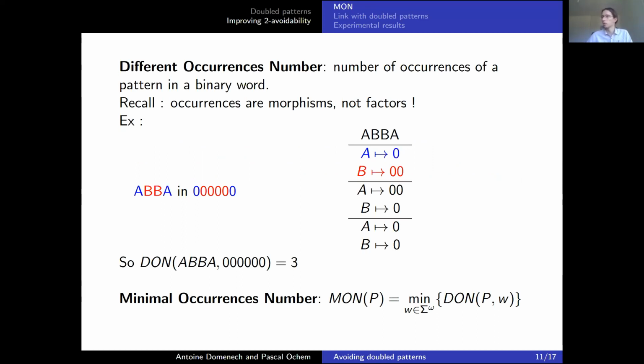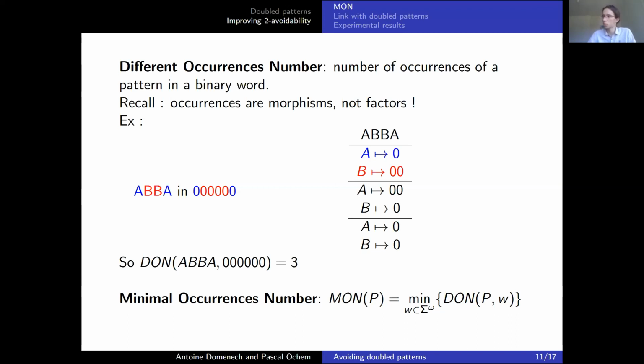It's the number of occurrences of a pattern in a binary word. So from now on, we will restrict ourselves to binary words. We already worked a lot on binary words before, but from now on, it's really binary everywhere. And then to count those occurrences, it's important to recall that occurrences are defined by morphism, not by factors. An occurrence is a morphism. So let's see what is important on an example.